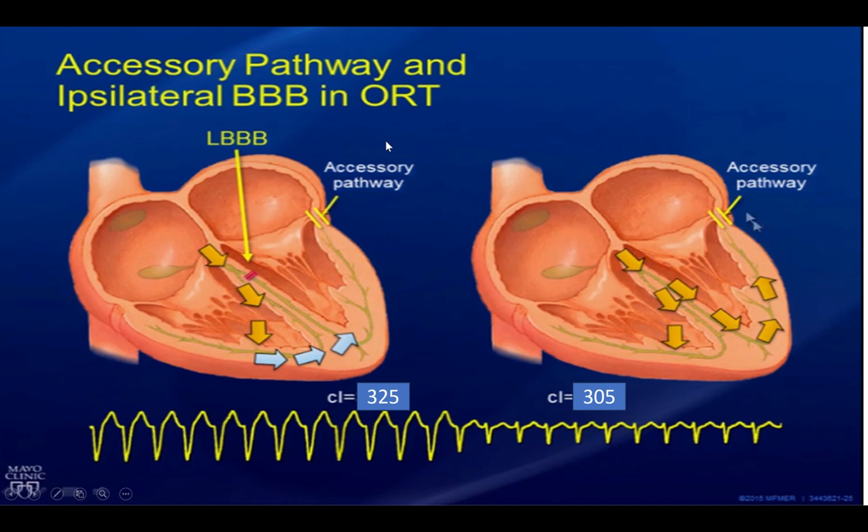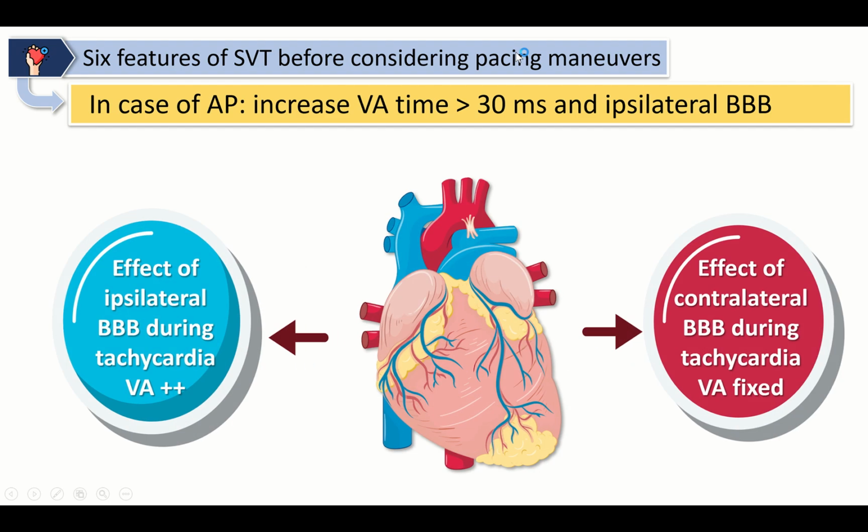So when the patient developed typical left bundle branch block with a left lateral accessory pathway, VA time increased as the way increased from ventricle to atrium, and cycle length increased to 325 in the presence of typical left bundle wide complex tachycardia. Let's go to an amazing golden rule related to this concept as well, which is in case of accessory pathway.